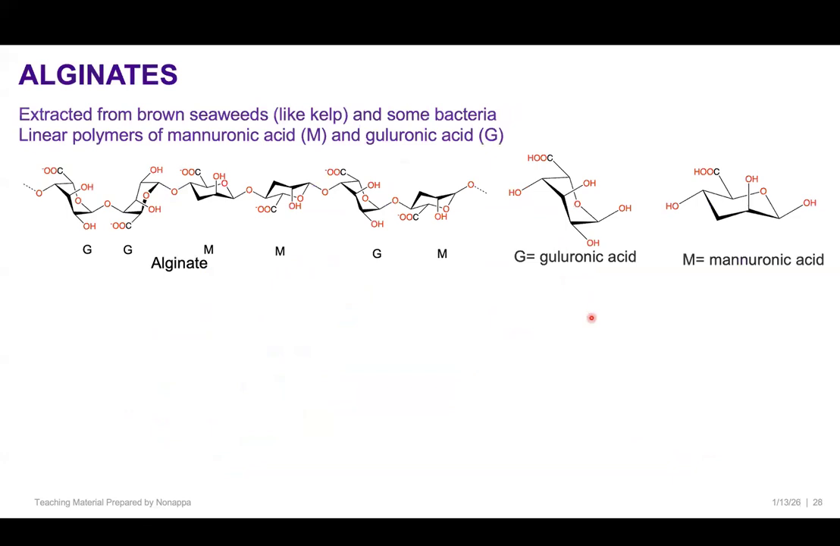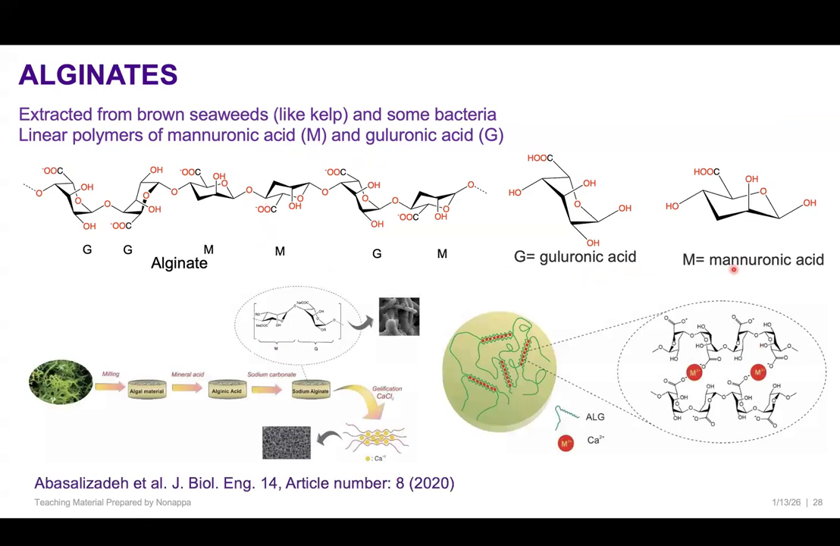Another important polysaccharide which we use daily is alginate. Alginates are extracted from brown seaweeds or some bacteria. These are linear polysaccharides, but they have two types of repeating units. The properties change based on their repeating units, which are G, glucuronic acid, and M, mannuronic acid.